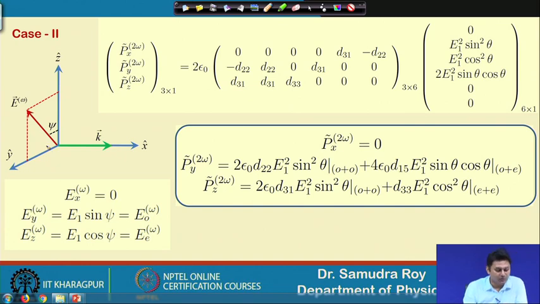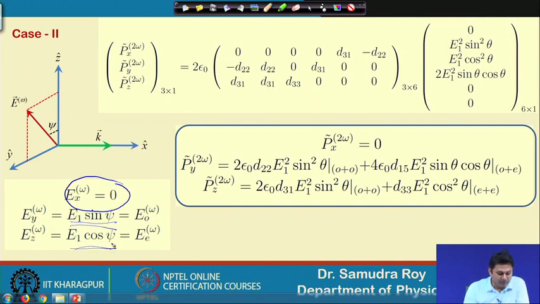So, here we need to find out what is going on in terms of this E. So, E is launched with an angle psi. So, that means we can figure out what are the components. First thing we need to find out is what are the components. E x should be 0, because E is eventually in the y z plane. E y is the component along y direction, so it should be E 1 sin phi sin psi, and E z is E 1 cos psi.